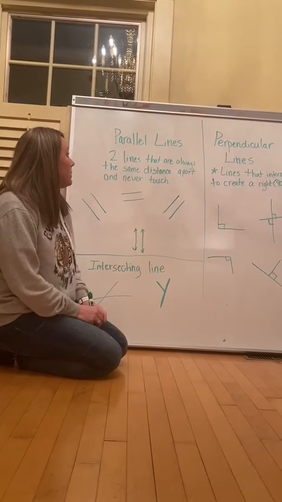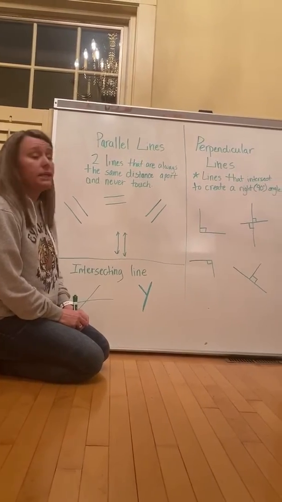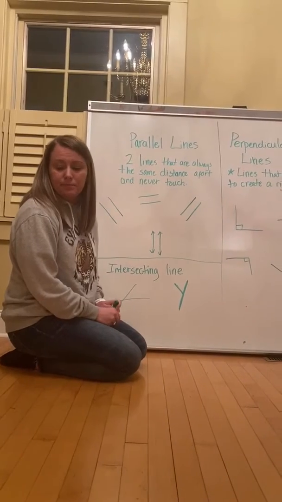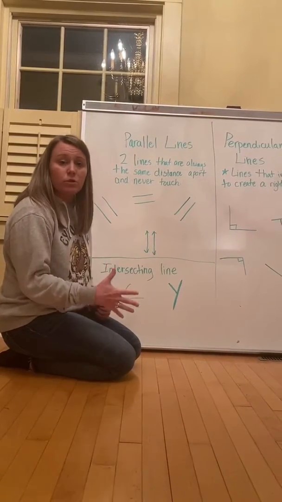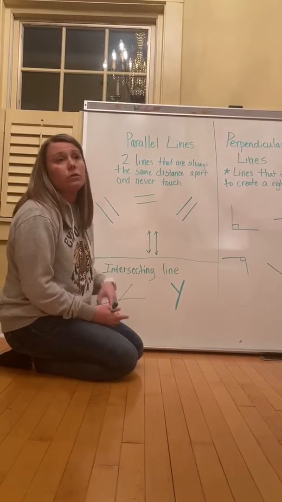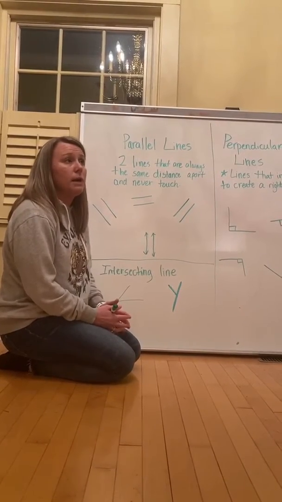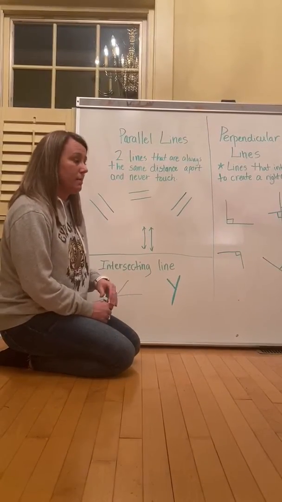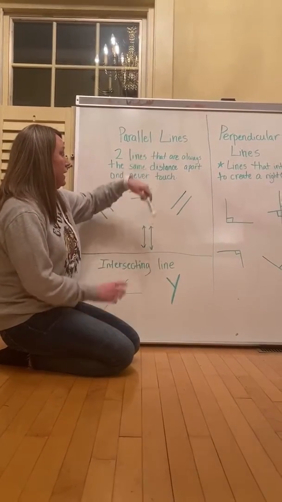We will be talking about perpendicular, parallel, and intersecting lines today. You have to be able to identify these lines if you see them. Tomorrow, or I guess Monday, we will talk about being able to identify them in shapes. But today I want you to just be able to identify them and call them by their correct names.